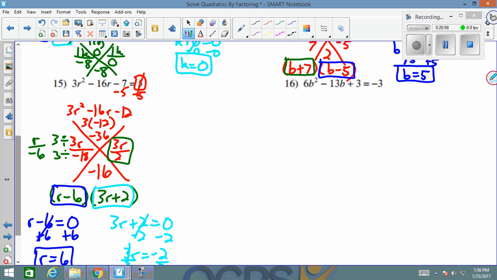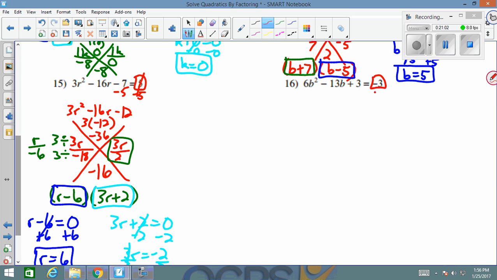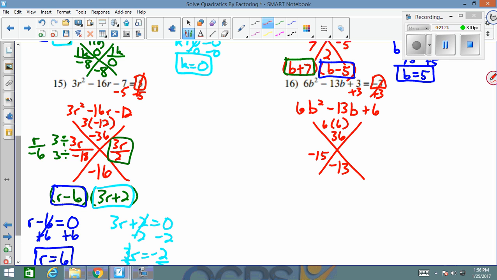So leave it as a fraction. Okay, last one. To start with this one, we're going to take this negative 3 and add it to both sides. Add 3, add 3. So I get 6b squared minus 13b plus 6. There's no number that goes in all those, so we're going to do x method. So it's 6 times 6, which is 36, and negative 13. Okay, we need two numbers, so it would be negative 15 and 2.